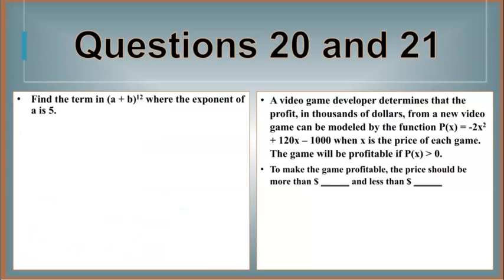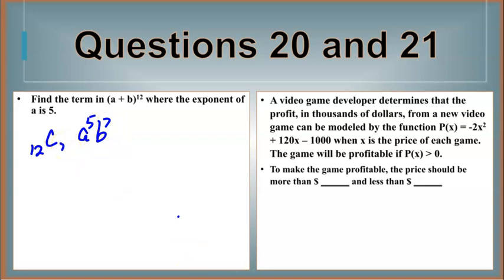Question 20. Find the term in (a plus b) raised to the 12th where the exponent of a is 5. So I know I'm going to have a term of a to the 5th, and then b has to add up to 12, so I know that it's going to be b to the 7th. Now, a quick way to find the coefficient, without using Pascal's triangle, is to use the combination function. So this would be 12 choose, and it's always the second exponent, which would be 7.